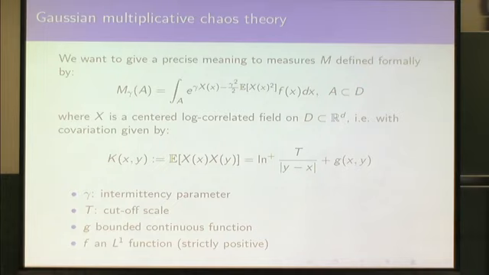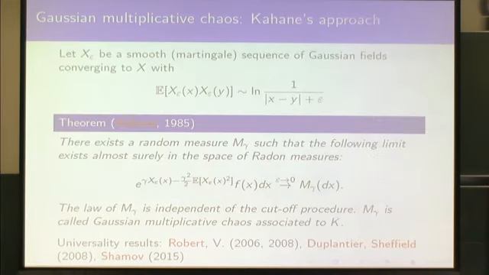But in particular, what we'll be interested in is integrating exponential of gamma times the log-correlated field against something which is absolutely continuous with respect to Lebesgue to start with. Okay, so that's the goal. The strategy is pretty clear. That's what Kahane did, but then what was not clear I'm going to describe. He took a smooth martingale sequence of Gaussian fields converging to X, such that roughly the covariance approaches the logarithmic covariance of my field X here.